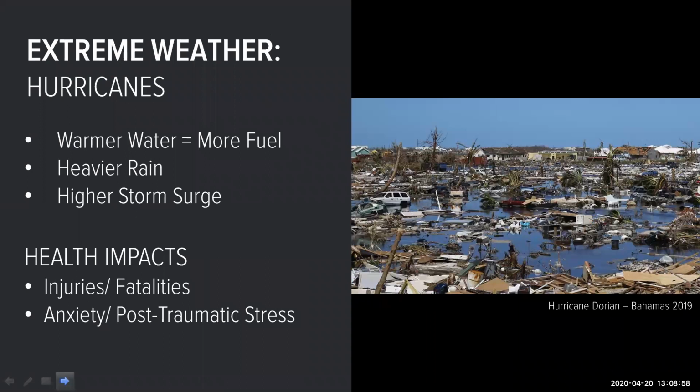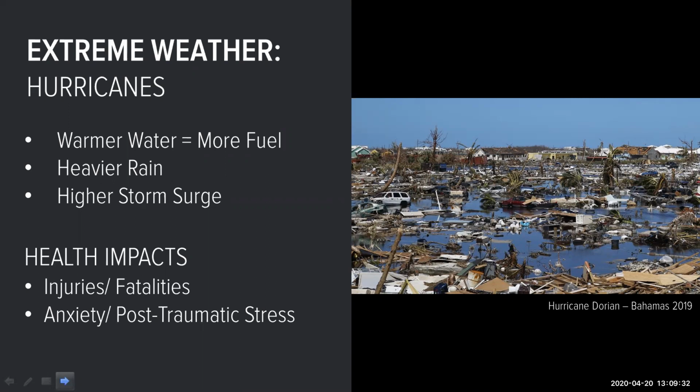Climate change also exacerbates extreme weather. As the planet gets warmer, so does the water in the ocean. That warmer ocean water acts as fuel for hurricanes. This will lead to stronger hurricanes, heavier rain, and a higher storm surge. Extreme weather brings health impacts such as injuries, fatalities, anxiety, and post-traumatic stress on communities. The image on your screen shows a picture from Hurricane Dorian last year that destroyed the Bahamas. This is a weather event worsened by climate change.